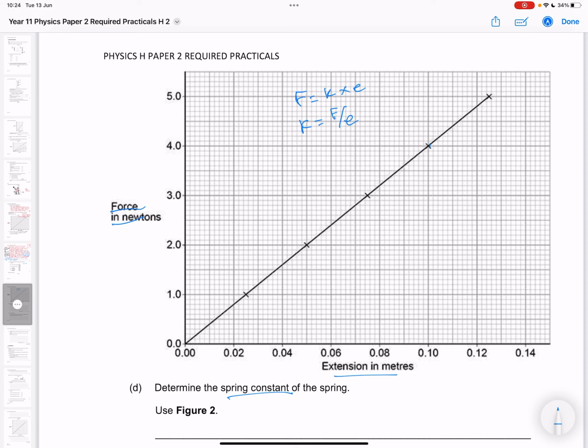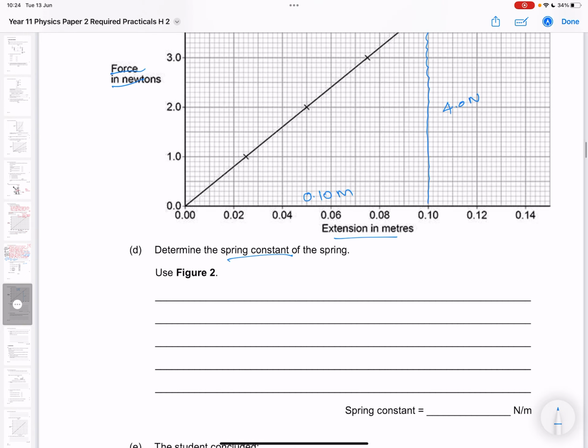So I'm going to take this point because it's nice and easy. It's 4. Change in y value over change in x value is our gradient. Change in y value is 4 minus 0, which is 4.0 Newton. And the change in x is 0.10 minus 0.00, that is 0.10 meters. So K is equal to F divided by E. My F is 4.0 newtons and my extension is 0.10 meters. If you do that correctly, you would get 40 Newton per meter.